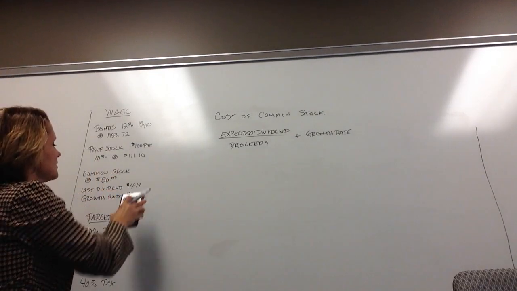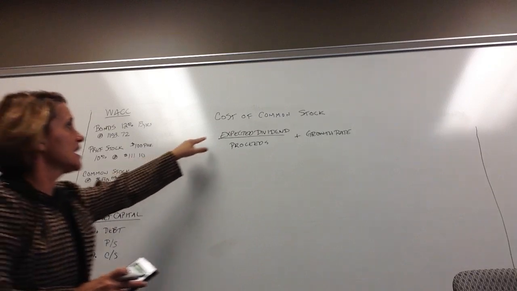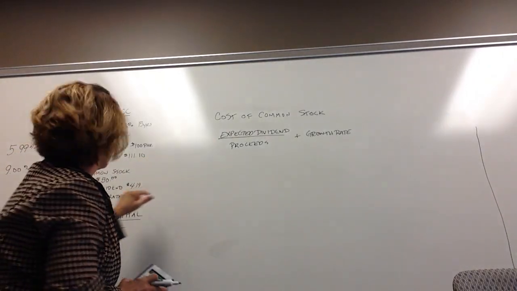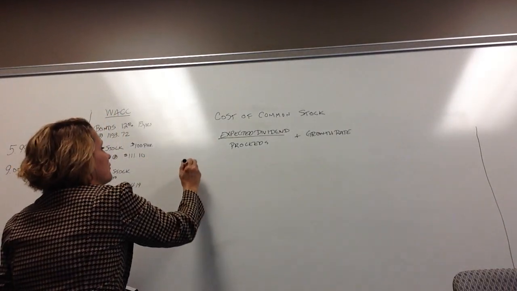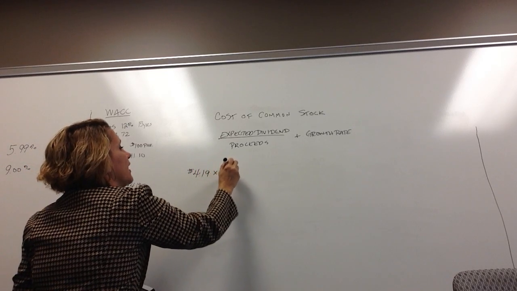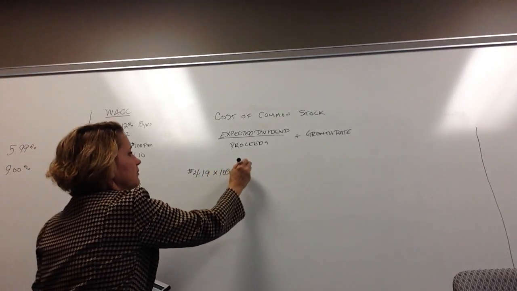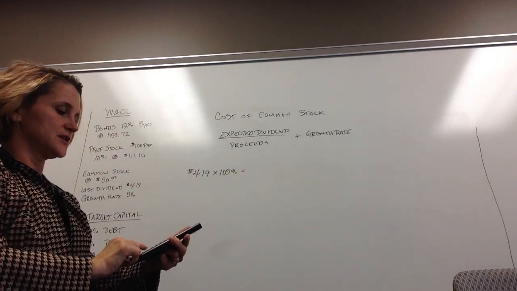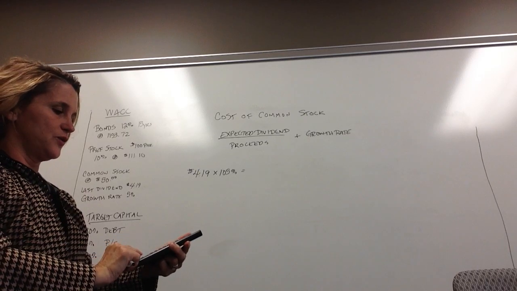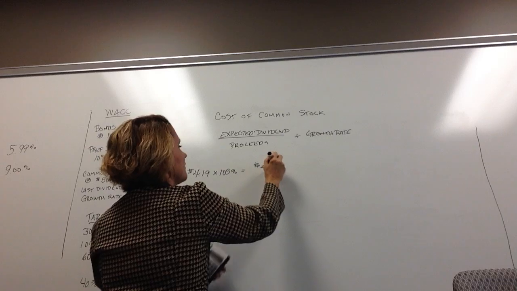If we go back, it tells us that the last dividend was $4.19. That's not my expected dividend, though. That's the last dividend. So if I take that $4.19 and multiply it by 105%, that's going to give me my expected dividend. So $4.19 times 1.05 takes it up to $4.40.